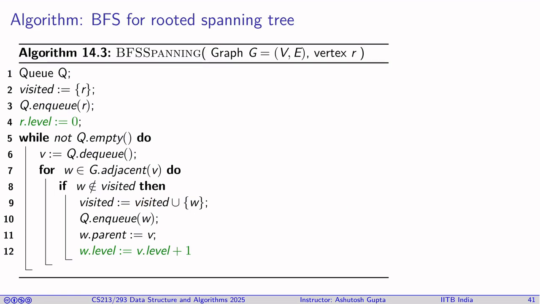The green lines, line number 4 and line number 12, are added. In line number 4 you can see that the starting node, the root node, is assigned 0, and there is no stopping criterion. Now we do not stop because we find some node. We only stop when the queue becomes empty. And in line number 12, you can see that we have added level information. Whenever a node is discovered, the level of the discovered node is one more than the level of the parent node.